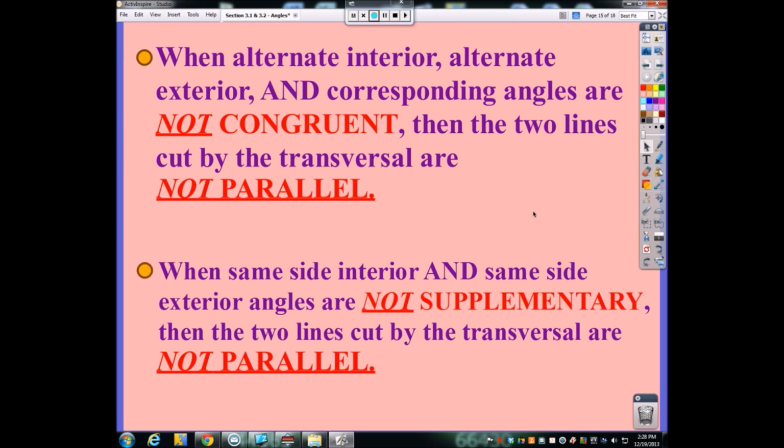So the other possibility here is, well, what if alternate interior, alternate exterior, or corresponding angles aren't congruent? Well, that means we just don't have parallel lines. And the same thing's true with same side interior and same side exterior angles. When they don't add up to be 180, all that means is you don't have parallel lines.